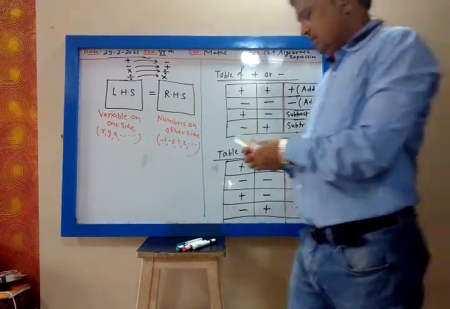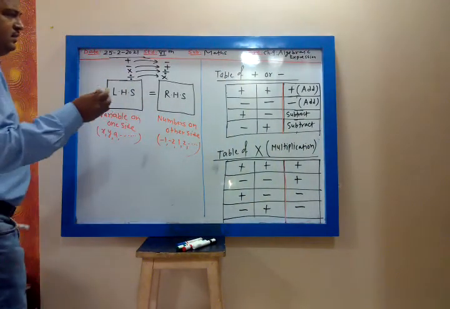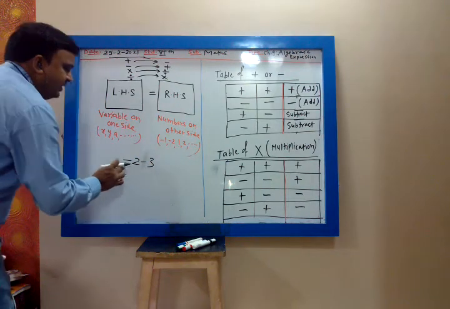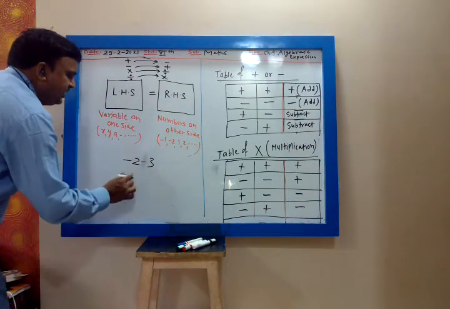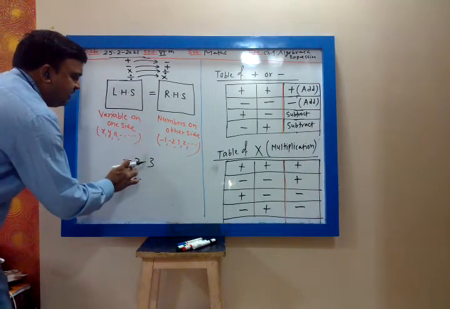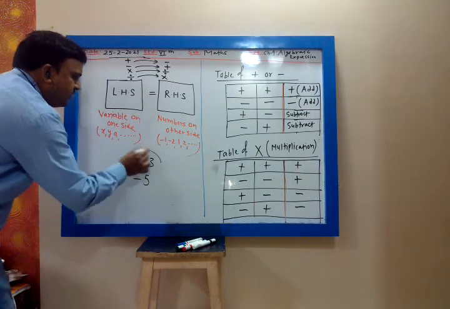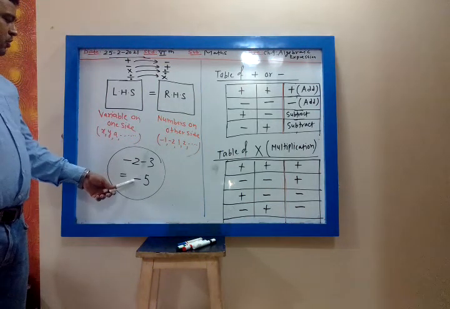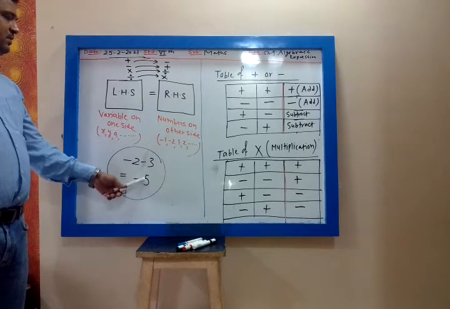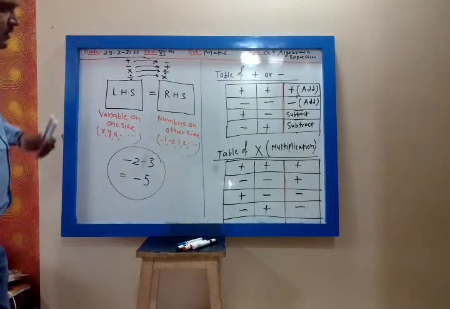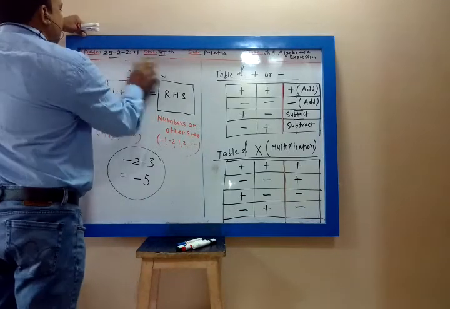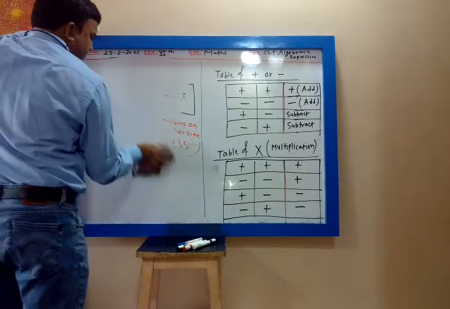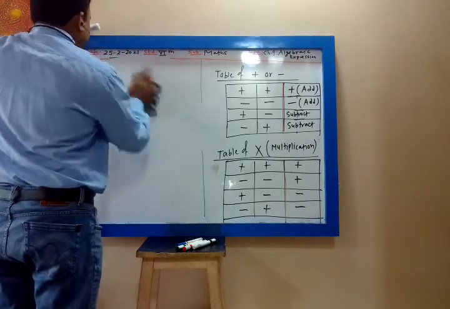For example, minus 2 and minus 3. They have the same sign, so I will take the common sign minus, and then we have to add the numbers, 2 plus 3, 5. Are you getting it? We take the common sign minus and add the numbers 2 plus 3. No need to write this. We will see it in the problems.